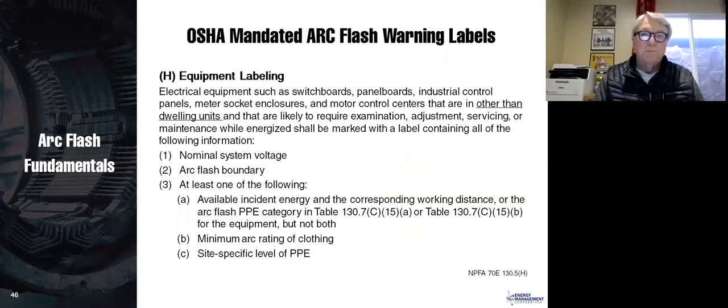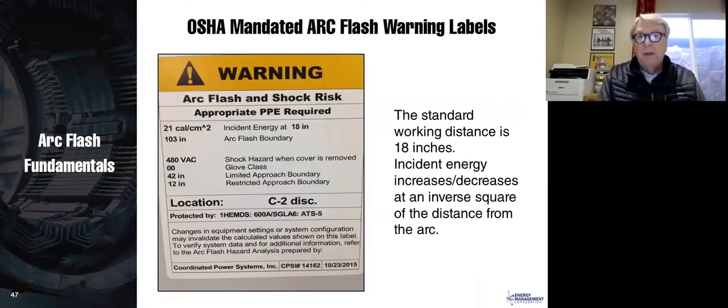Equipment labeling. These are the things that need to be on the equipment label. That's right out of NFPA 70E. I have never seen an equipment label that contains only those things. Most equipment labels have more than this on, but this is the bare minimum. This is an equipment label. So let's take a look at it. They tend to all look fairly similar.